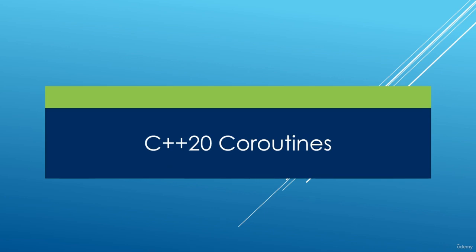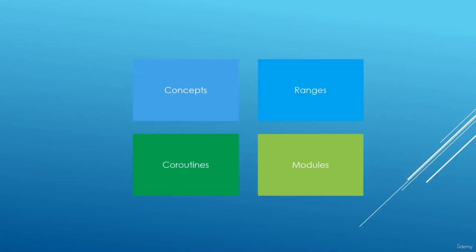I would like to welcome you to this new chapter where we're going to be learning about C++20 coroutines. Coroutines are one of the big four features in C++20, and we have had a chance to look at concepts and ranges. This time we're going to look at coroutines and learn what they are all about, and we will learn about modules in the next chapter.